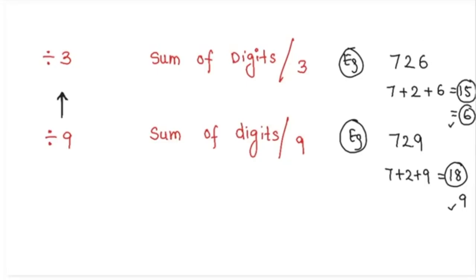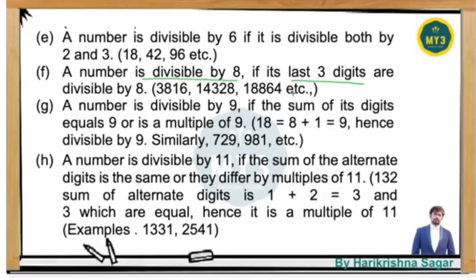So all the numbers which are divisible by 9 will be definitely divisible by 3. But vice versa is not possible. All the numbers which are divisible by 3 may or may not be divisible by 9. Okay, this point you just keep it in mind. And apart from 3 and 9, if you look at the next numbers, so what are the next numbers?